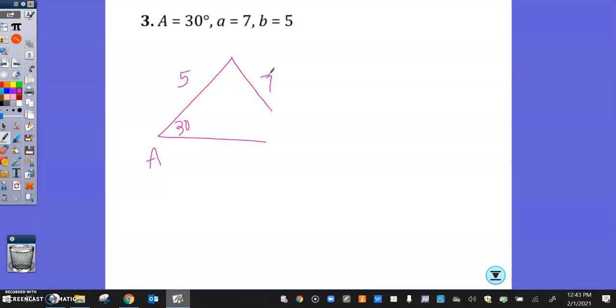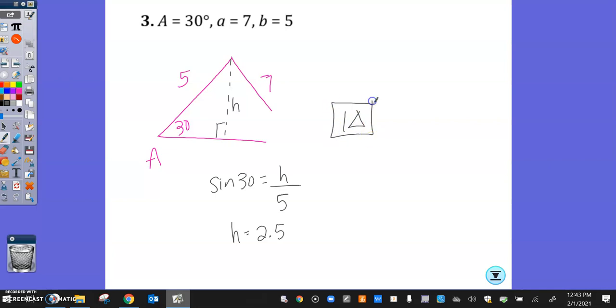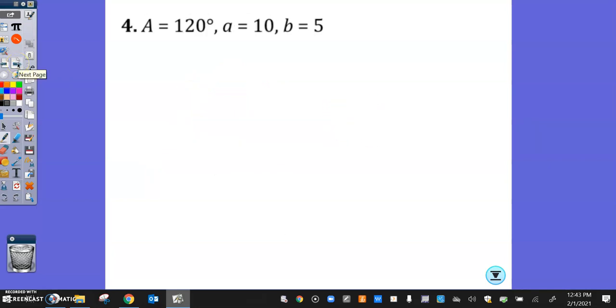Okay. So here we have it. We've got 7 is my hanging side. Again, I need to find my height. You're like, we've already done this. H over 5. So we have my height is 2.5. So now 7 is bigger than my height as well as my given side. So this only has 1 triangle.